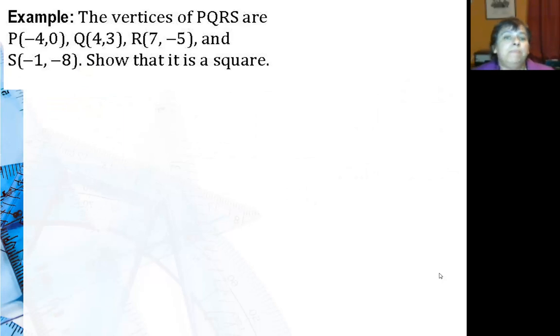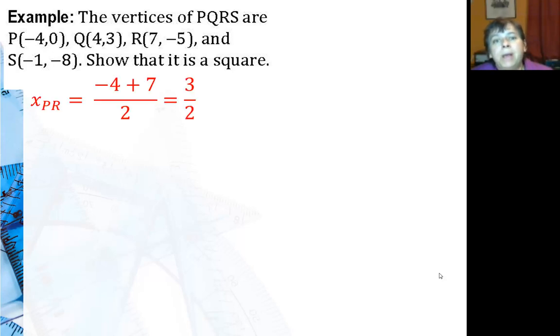You might end up trying to prove or show something is a square or some type of parallelogram just using the coordinates of the shape. So I've got the vertices are P, Q, R, and S, and I want to show that it is a square. So let's start by finding if these are diagonal, perpendicular bisectors of each other. Do the diagonals bisect each other?